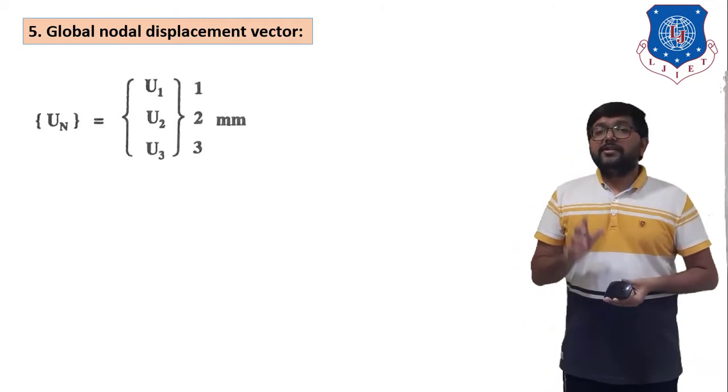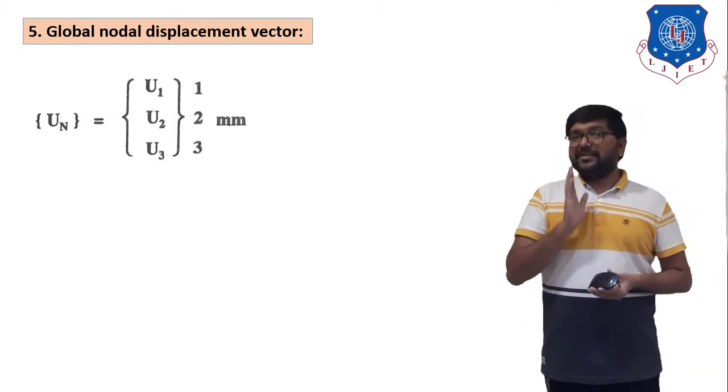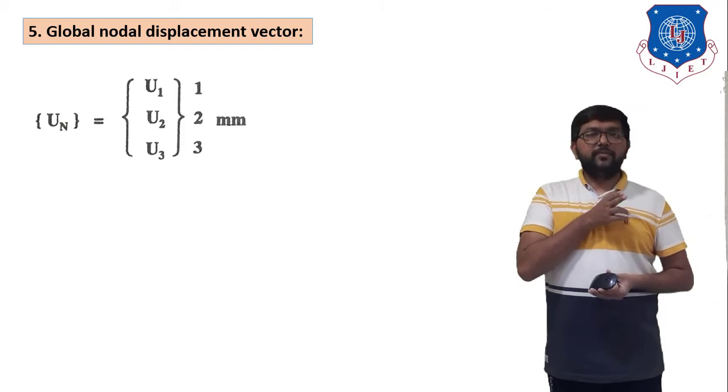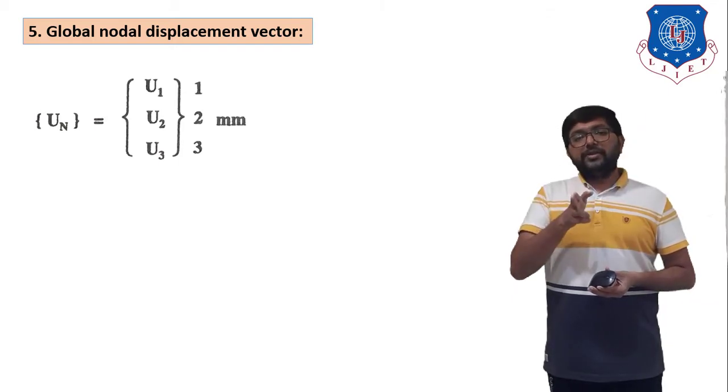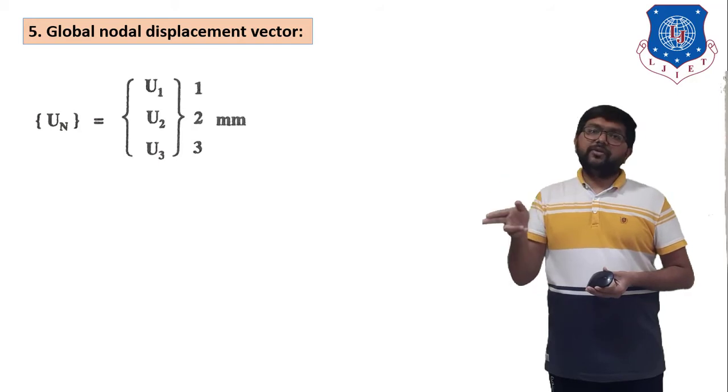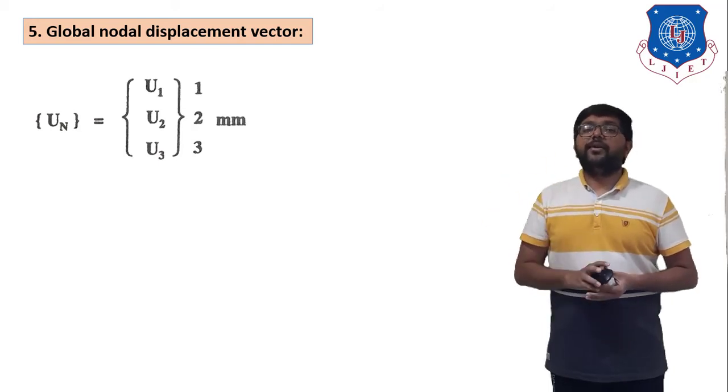So displacement means u1, u2, u3. Displacement at node 1 is 0 because of the fixed support. Displacement at node 2 is u2. Displacement at node 3 is u3. So we have to find out the values of u2 and u3.